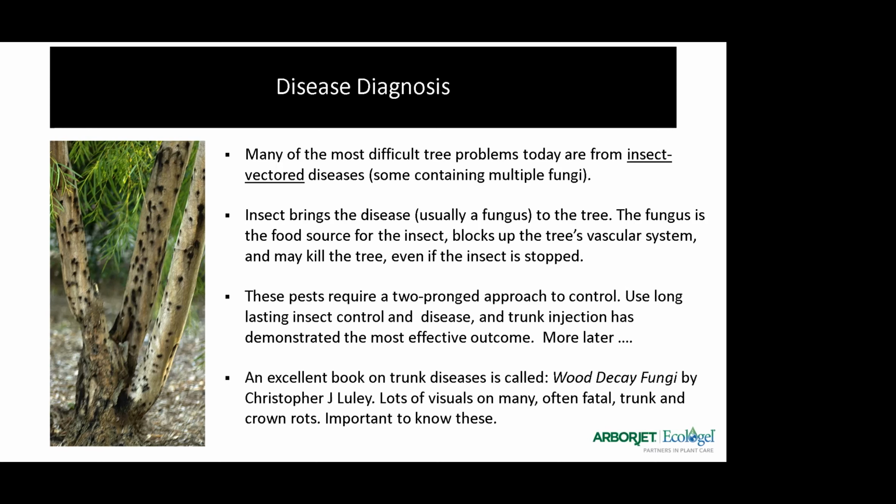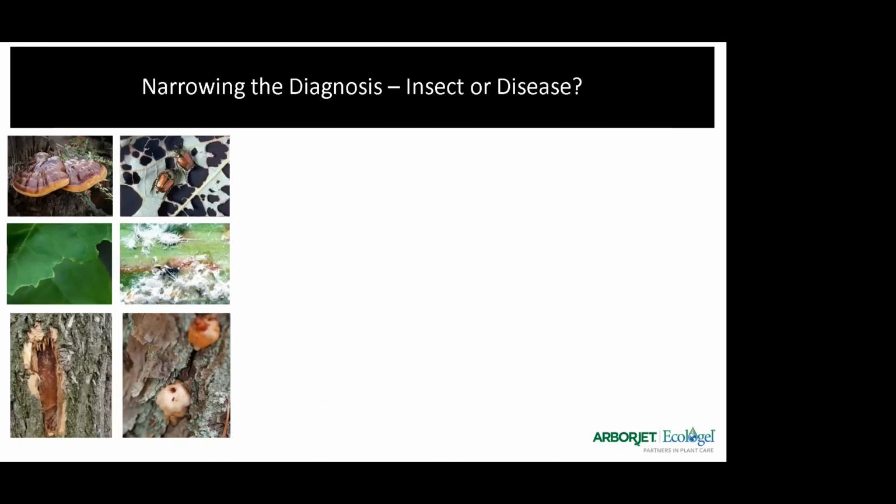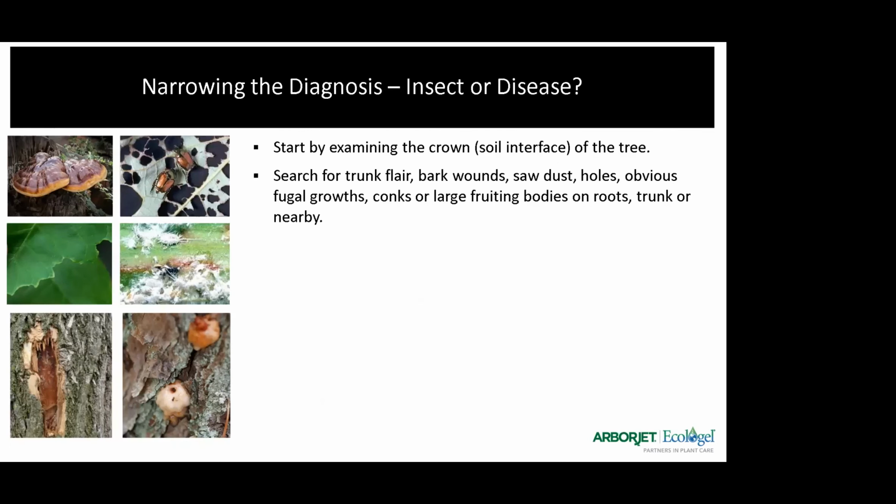One of the books that I've read to help me with the disease fungi that I cannot control, the wood decay fungi, is this one by Christopher Lully. I'd recommend you pick it up. I think either the Tree Care Industry Association or the ISA offer these books. You can catch them on their websites. Lots of good visuals, which I really like, to help you understand what's going on with these serious problems that we can't solve. So again, narrowing the diagnosis.